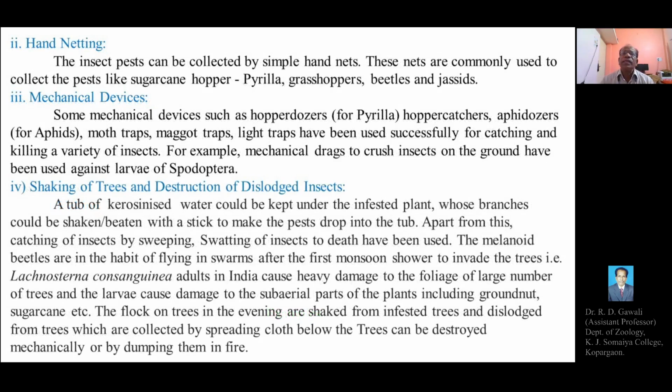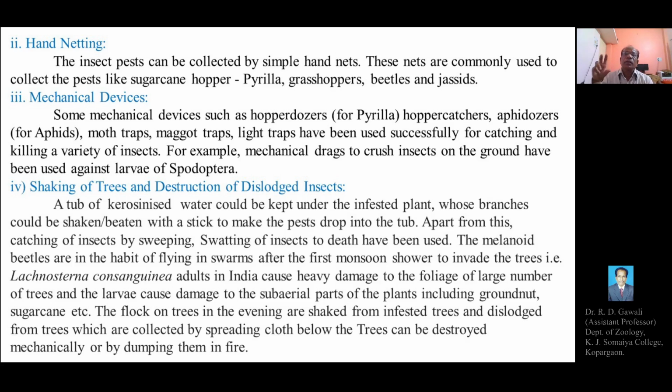Then second, hand netting. The insect pest can be collected by the use of simple hand nets, and these nets are commonly used to collect pests like sugarcane hopper such as pyrilla, grasshoppers, beetles, jassids. So these are the different types of insects which attack the sugarcane crop, and for the destruction or killing of these pests, one can use hand nets. Hand nets are simple nets having different mesh sizes, and can be used for catching different types of insect pests from the sugarcane crop.